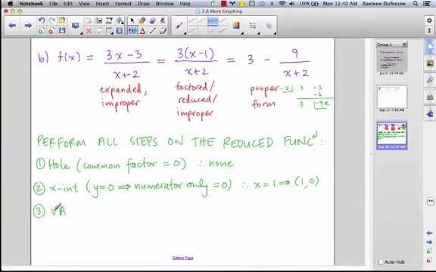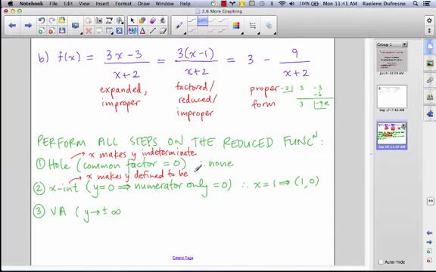The third thing we are going to look for is a vertical asymptote. And a vertical asymptote is an x value that makes y approach positive or negative infinity, in other words, to be undefined. So let's just be clear. The x-coordinate of a hole makes y indeterminate. And in this case, there is no x value that makes y indeterminate. An x-intercept is an x value that makes y defined to be 0. And a vertical asymptote is an x value that makes y undefined.